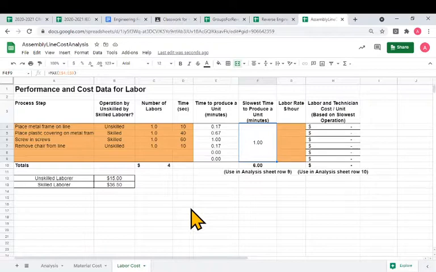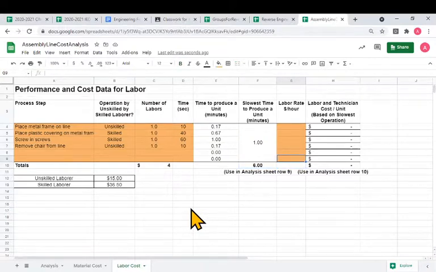And then the slowest time to produce a unit has to be at least 1 minute because the longest step in the process, screw in screws, is a minute long. So that is going to mean we have to take at least a minute to assemble each chair.